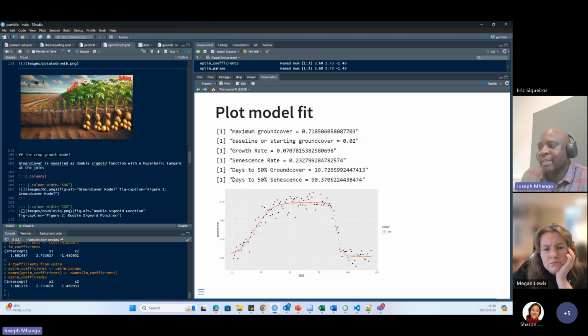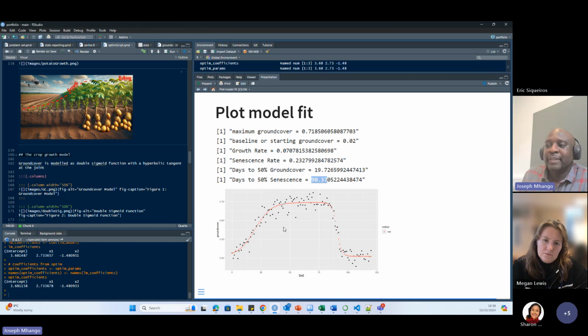And it also tells me the number of days to 50% senescence was 90 days. And indeed, at day 90, maybe it's somewhere around here, that's about 50% of the ground cover itself, whatever it reached. And it's telling me the most unbiased estimate of the days to maturity for this crop is 90 days. That's what this information means.